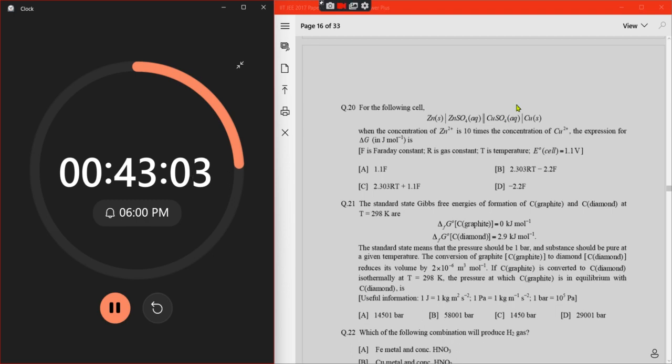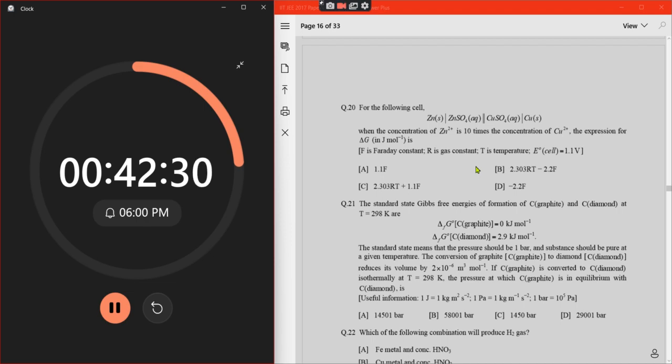Delta G for what, by the way? Okay, wait, this is not going well. Faraday's constant, R, okay? 1.1. Okay, we'll see. Negative nFE. Okay, already negative is coming. And then plus RT natural log of Q, which, what's Q by the way? Concentration of Zn2+ is 10 times the concentration of Cu2+, which means 10 squared will come, right? It's 10 squared. That explains it.